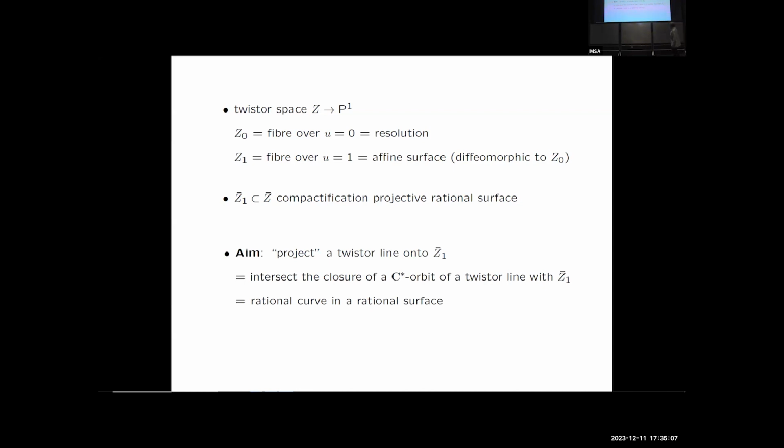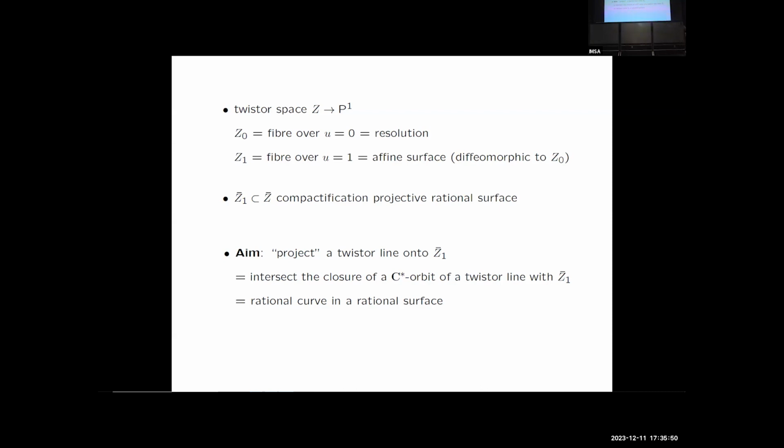So we're looking for twistor lines in the twistor space. The idea is to kind of project such a line onto Z1 bar, onto this rational surface. What do I mean by project? I mean, take a twistor line, transform it by the C star action. I get a surface, and let me look at its closure. I get a closed surface. That's going to intersect this surface Z1 bar in a curve. So each twistor line will generate a curve, a rational curve in Z1 bar.